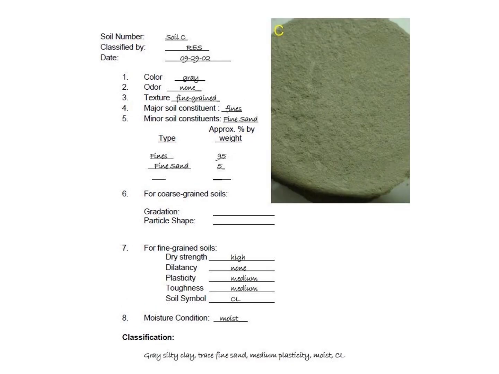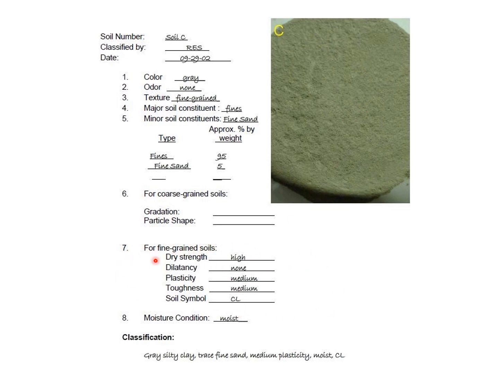Now look at this particular soil, soil C. Color is gray, odor none, texture fine. You can say this is fine grained because the particle size is very small. The major soil constituent is fines, and the minor soil constituent is fine sand. Look at the approximate percentages of these constituents: fines 95%, and fine sand just 5%. Obviously this part is not meant for this soil, because this one is meant for coarse grain. This soil is fine grain, so obviously we'll be using this other part.